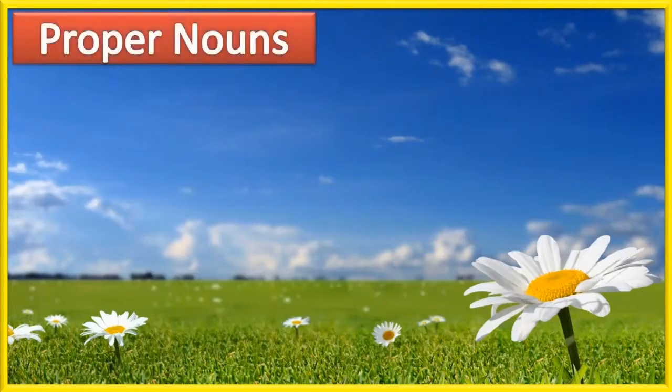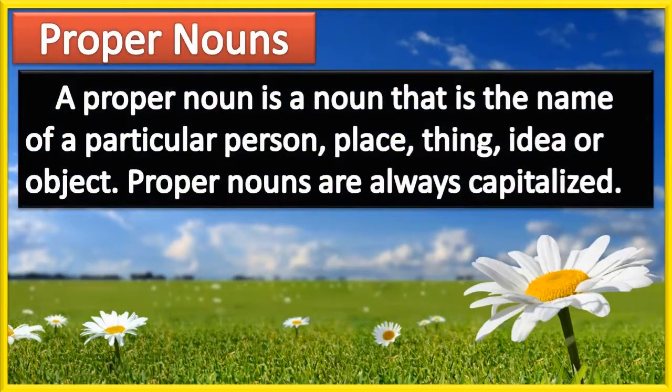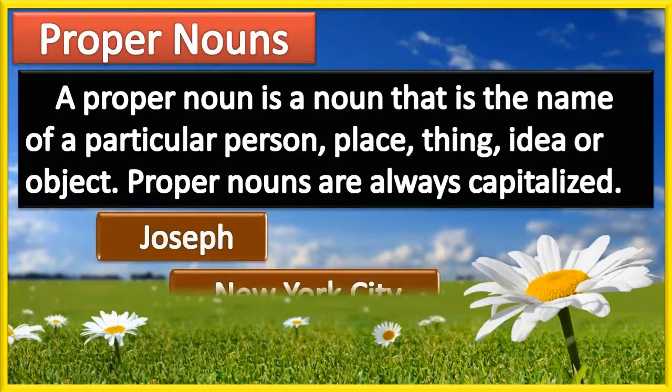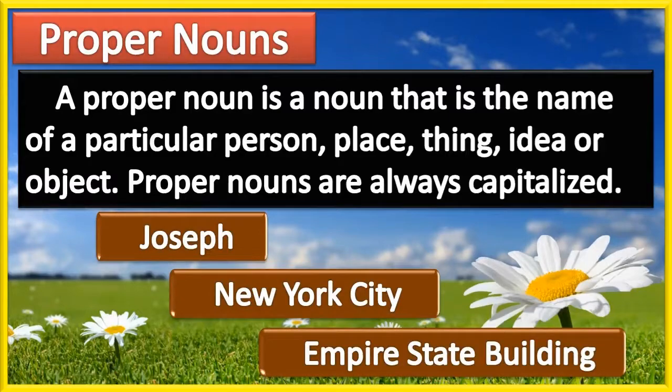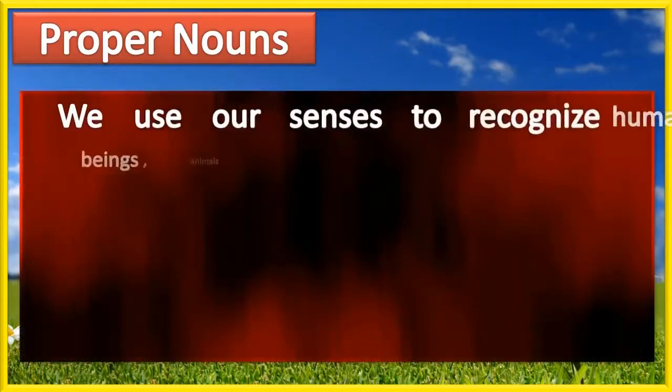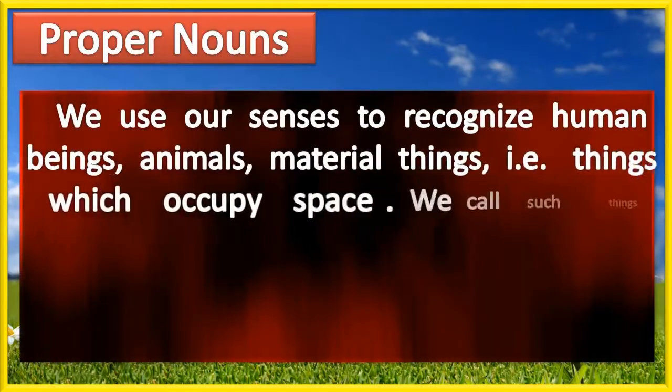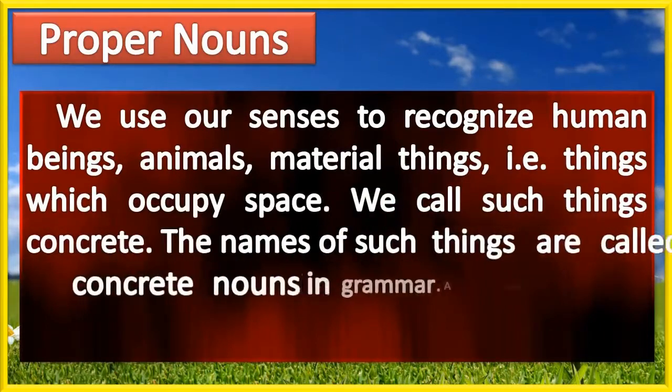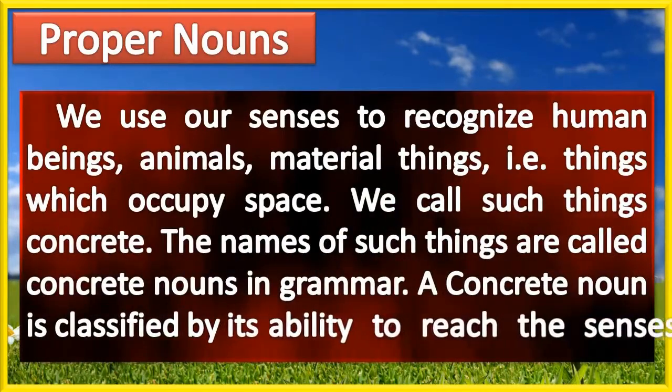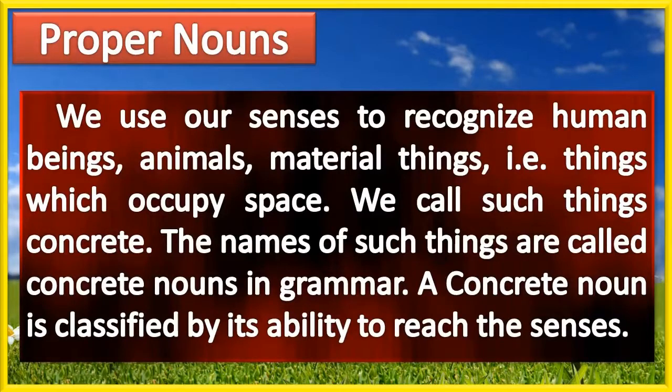Proper nouns. A proper noun is a noun that is the name of a particular person, place, thing, idea, or object. Proper nouns are always capitalized. Joseph, New York City, Empire State Building. We use our senses to recognize human beings, animals, material things, that are things which occupy space. We call such things concrete. The names of such things are called concrete nouns in grammar.